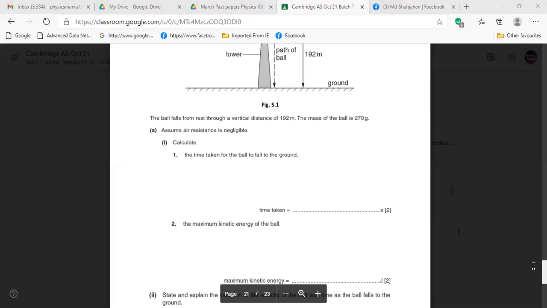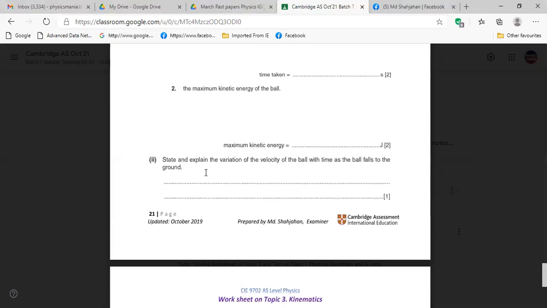Then next, state and explain the variation of the velocity of the ball. So the velocity increases uniformly because the acceleration is constant. That means the rate of increase of velocity, right? Yes sir, increases at a constant rate. So velocity increases at a constant rate, you can write. Okay, whatever you wrote, it is correct.